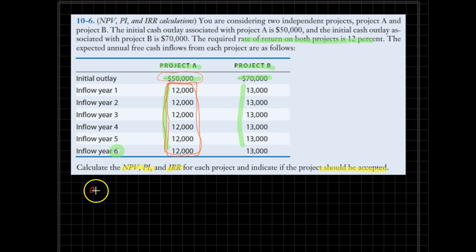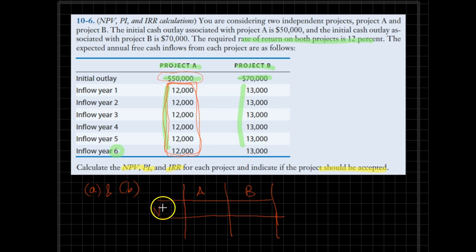Having done that, you can solve parts A and B at the same time. What I will do for that is create a table where the first column represents project A, the second one is project B, the first line represents the net present value for each project, and the second line represents the IRR for project A and B as well.